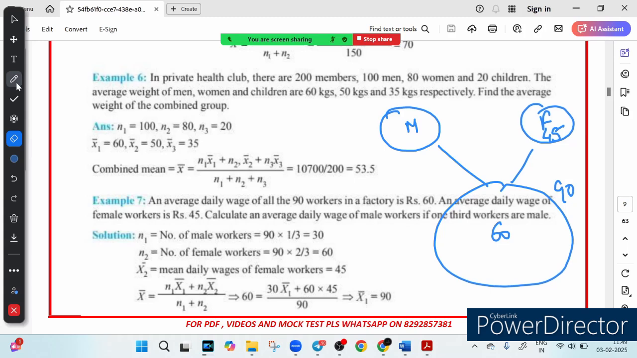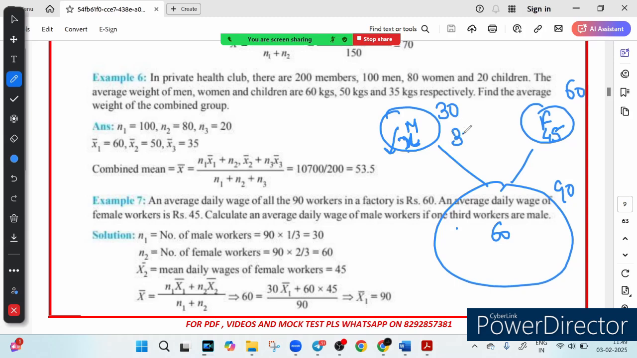So how many are male? So 30 will be the male and 60 will be the female. So you have to find the average daily wage of the workers. So you have to find this one. Suppose x is the average wage of the male worker.